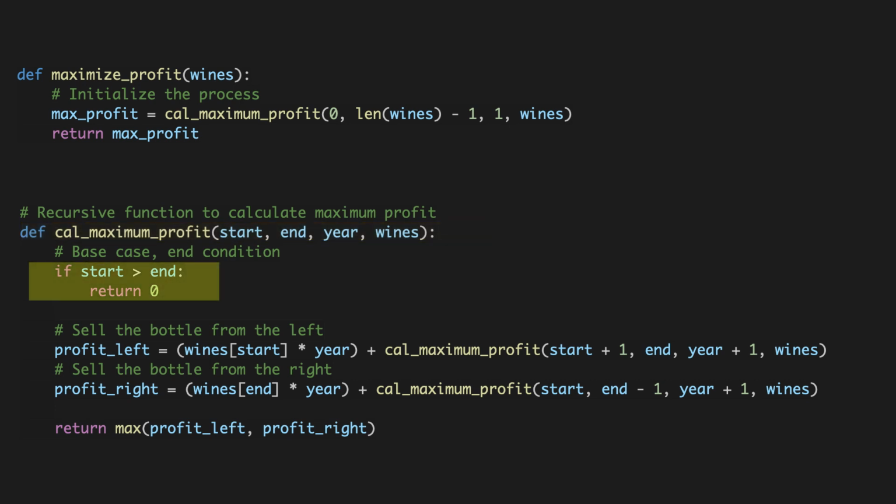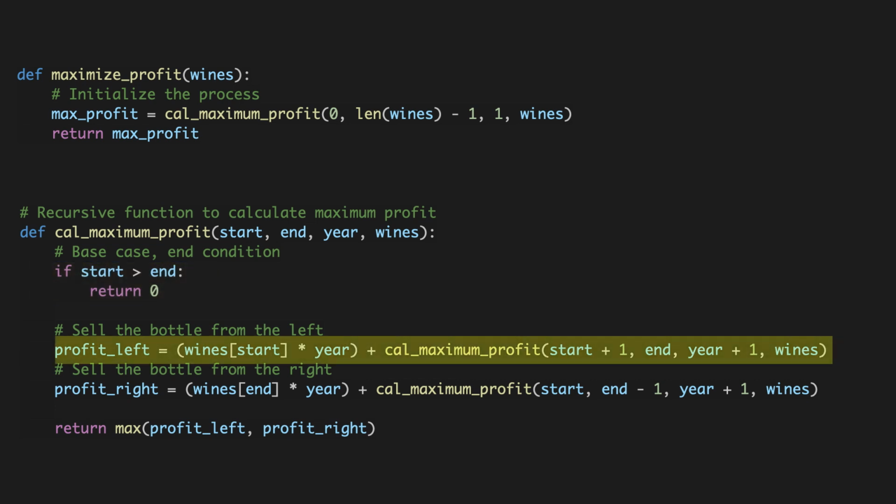First, we'll check for the base case. If start is greater than end, that means we are out of wine bottles to sell, and in this case, we will return 0 as profit. Now we have 2 choices. We can either sell the bottle from the left. We'll calculate the profit as the price of this bottle times year and recursively call the function to sell the remaining bottles, incrementing the start index and the year.